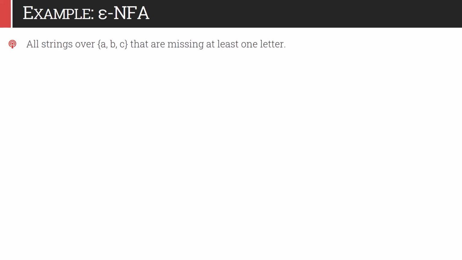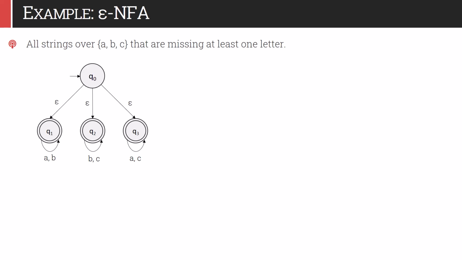Consider another example: a language containing strings over alphabet A, B, C that are missing at least one letter. So whatever strings are in the language, they all should be such that one letter is missing. Q1 produces all the strings over alphabet A, B where C is missing. Q2 produces all the strings of alphabet B and C where A is missing. And Q3 produces all the strings of alphabet A, C where B is missing. And our language is a combination of all this.